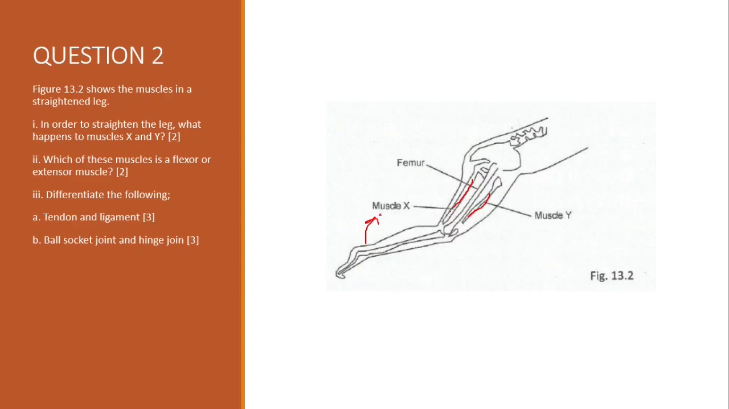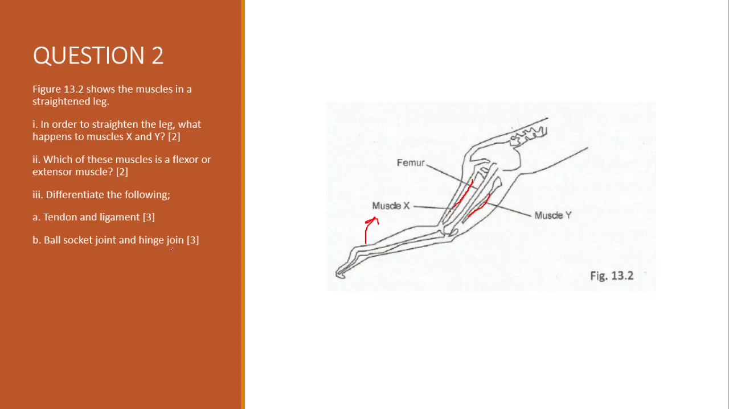Alright, then the other question reads, differentiate the following. A, tendon and ligament. Then B, ball and socket and hinge joint. So let's start by differentiating the tendon and the ligament.